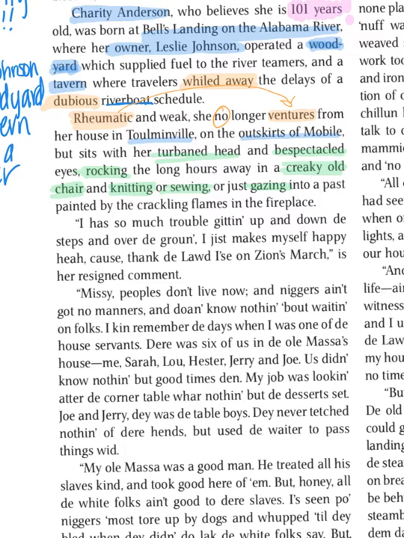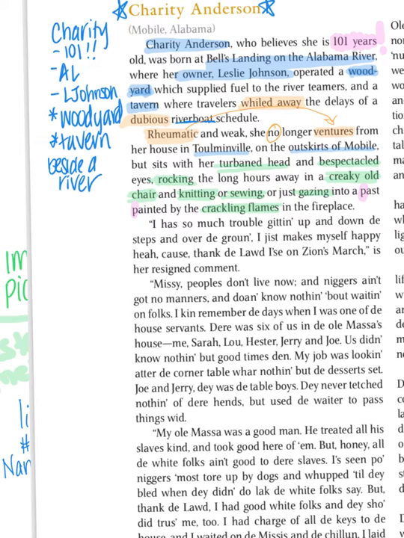Now, here I do want to make a note. Past painted. These are repeated sounds. These are usually important. We'll talk about those more later. And crackling flames in the fireplace. Crackling flames, these are something I can hear. So over here, we're going to make a note on the side of our paper that I have a picture of an old woman in front of the fire.